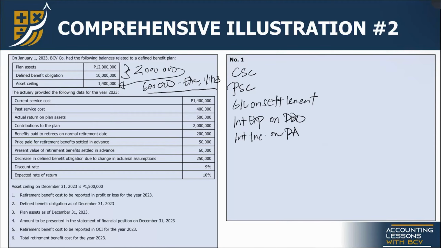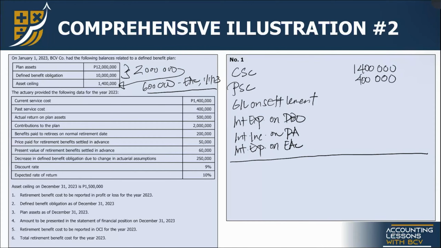The fact that effect on asset ceiling is already existing at the beginning of the year 2023, meron tayong interest expense on the effect of asset ceiling. Okay? Sige. So current service costs, 1.4 million. Past service costs, 400,000. Is there a premature settlement? Answer, yes, meron din.